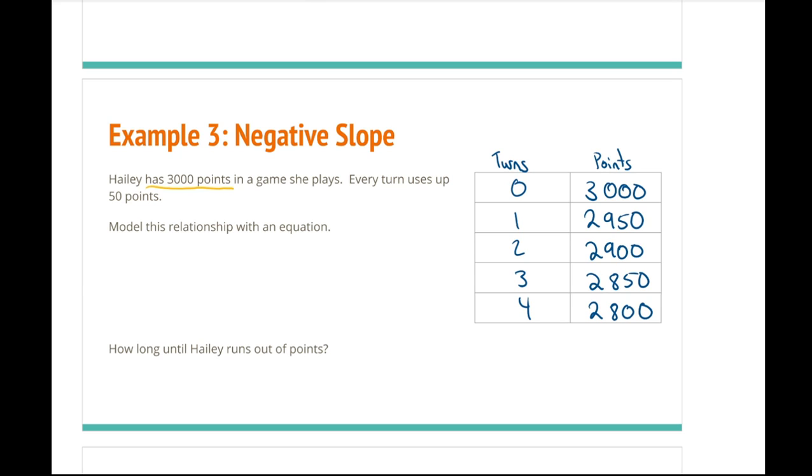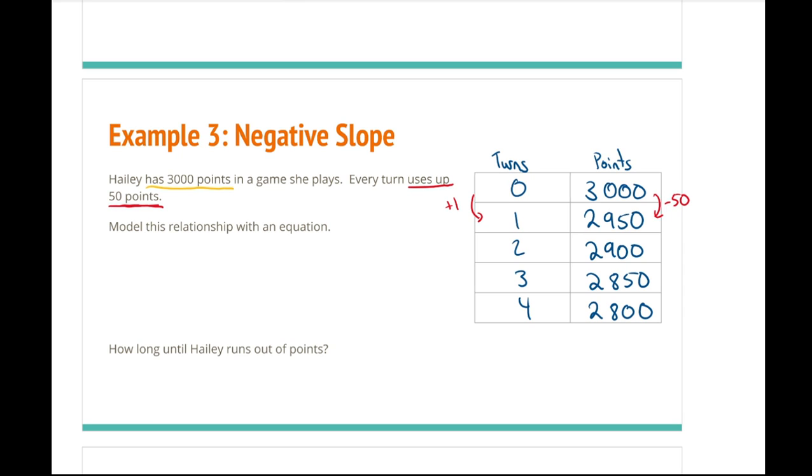We need to come up with a relationship or an equation for this relationship. Now you may be able to get this right from the word problem because we've looked at these types of examples before, or you can look at the table. This one's not too bad because we see consistent values. So we can see that for every turn, when we're increasing by 1, the points decrease by 50, which we can also see from the actual question.